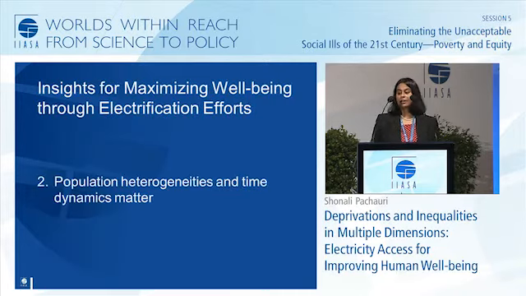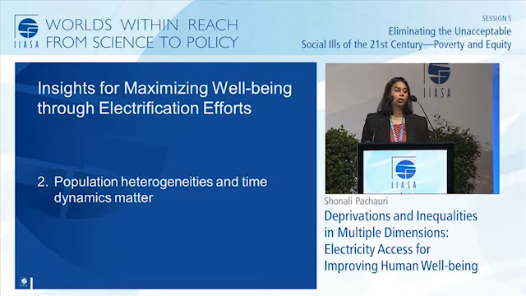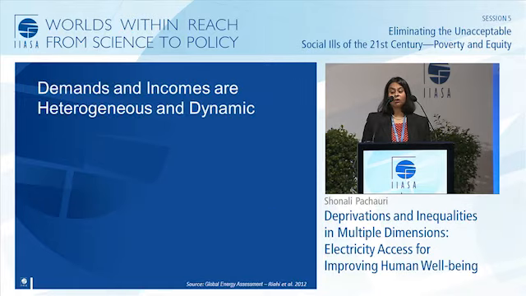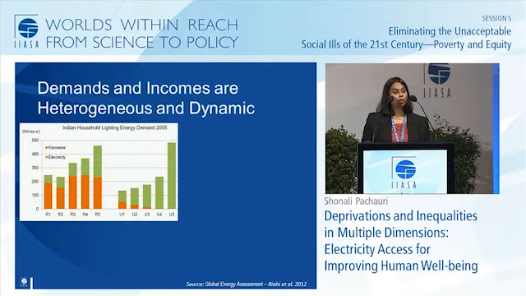The second lesson that we learned is that populations are not homogeneous and that they are changing over time. And these heterogeneities and time dynamics matter a lot. So to illustrate this, I take the example of India. Here is a graphic showing you the lighting demand in rural and urban households by expenditure quintile.